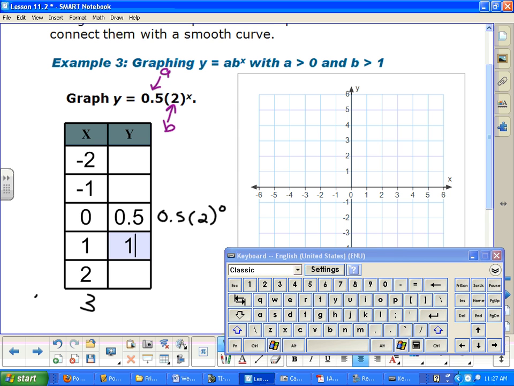Okay. And what's 1 times 2? 2. Okay. All right. So let's go up here then. Okay. So what happens if I'm going the other way, if I'm going backwards? Instead of multiplying 2 by 2, I'm going to divide by 2. Okay. So what's half of 0.5? 0.25. So this is 0.25.